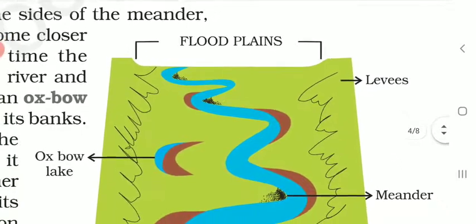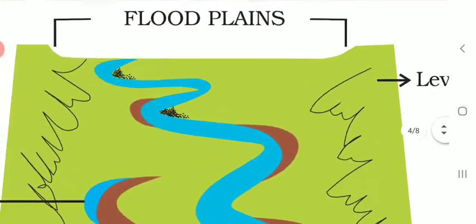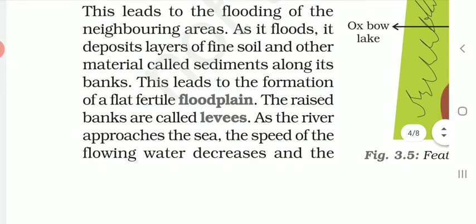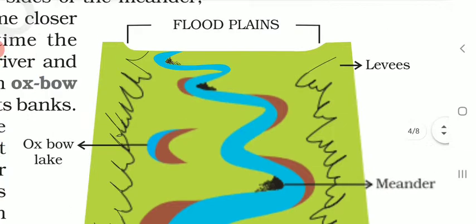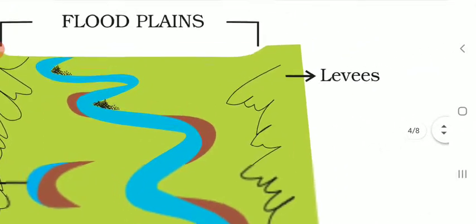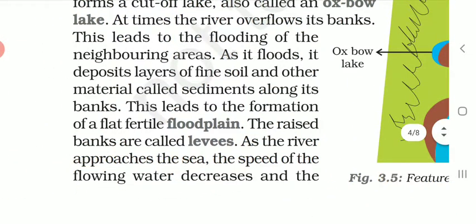So as you can see, this whole course along the river is a floodplain, and in this floodplain the soil is very fertile, and the farmers are growing crops over there, and they get a huge amount of production. The raised banks are called levees. So as you can see, the raised banks along the sides of the river are called levees, as you can see here.